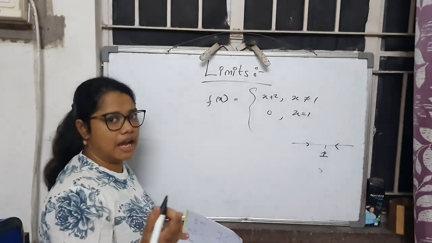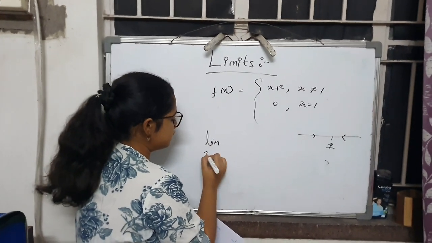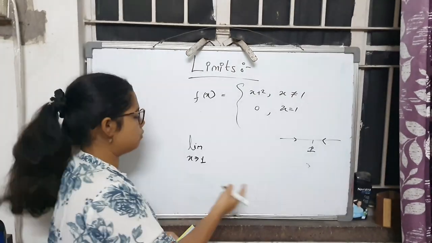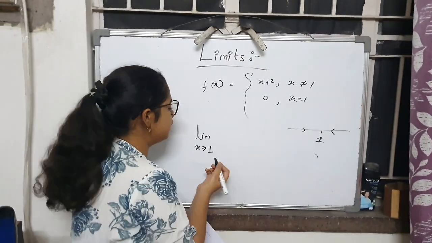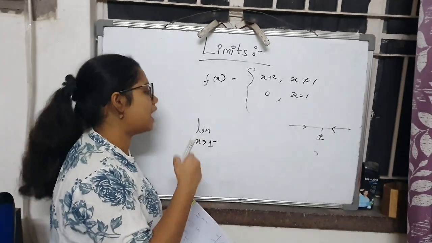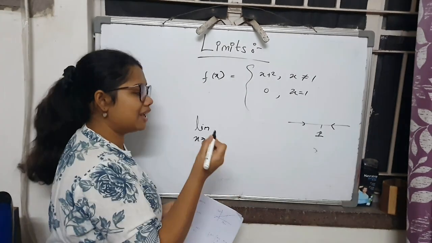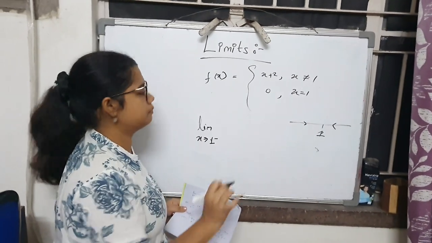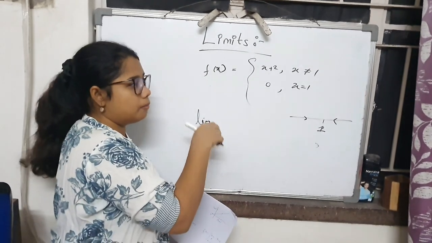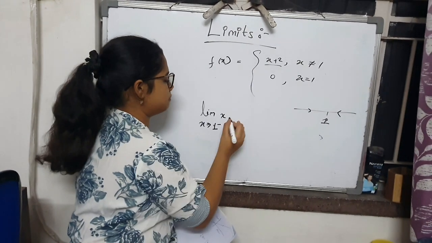Now for the left hand limit, how am I going to write it? As a notation, it would be limit x tends to 1, checking the limit at the point 1. Now I am approaching 1 from the left hand side. So symbolically I am going to write a minus over here to denote that I am approaching from the left hand side. And when our point x is approaching 1, that means it is closer to 1 but not 1. So from this branching of the function, x is approaching 1, not equal to 1. So we are going to take x plus 2. So f of x would be x plus 2.